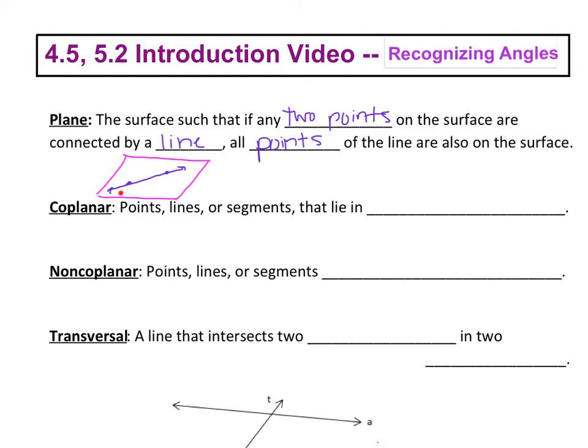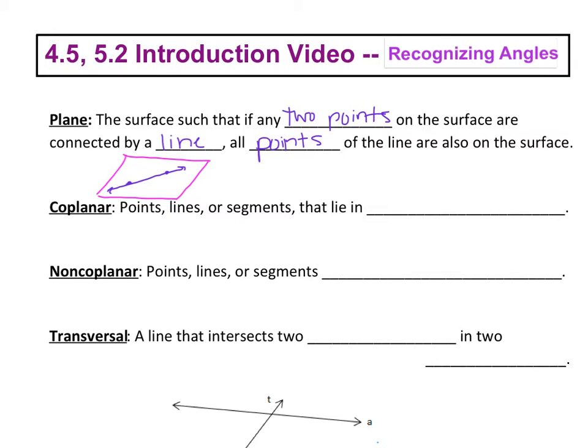I kind of think about planes as being like a two-dimensional surface. It does continue forever in all directions. So that means that this line would also continue forever in both directions on this plane. All right, so we've got plane.